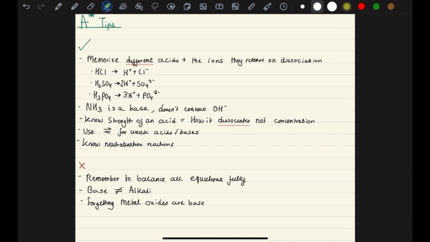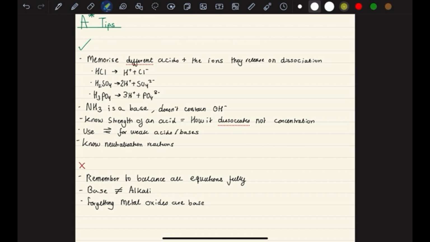Also, ammonia is a base, but it doesn't have OH minus. Again, just remember, it's easy to get a bit late in the course and then think ammonia is an acid. It is a base. Now, strength of an acid is about how it dissociates, not about its concentration. We could have an extremely high concentration of something like methanoic acid, and it doesn't change the fact that it's a weak acid. You still draw that equation with the reversible reaction arrow. The strength of an acid is determined by how it dissociates.